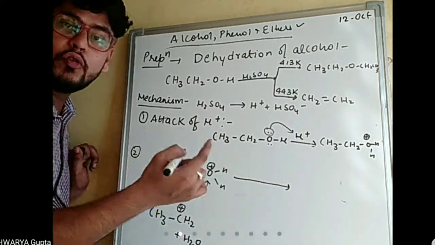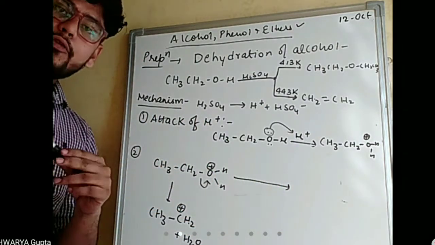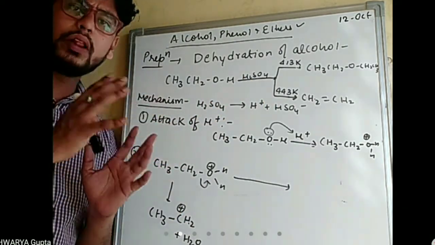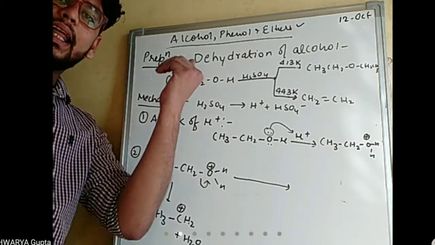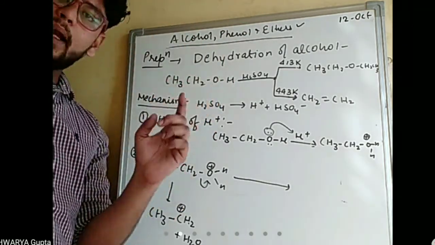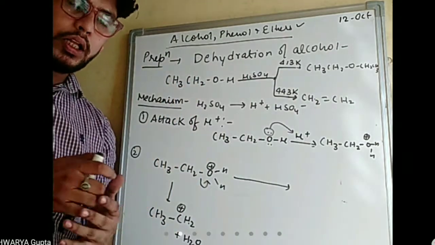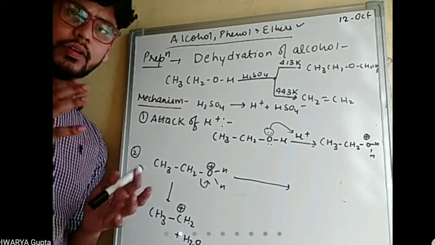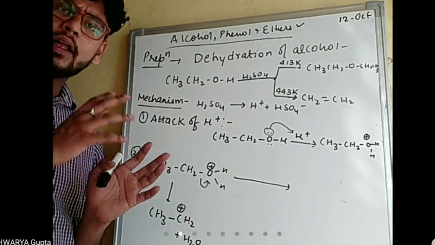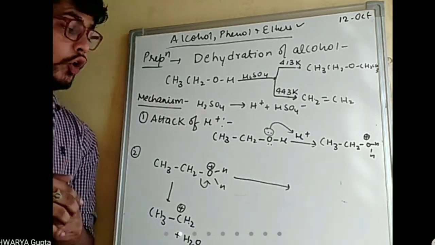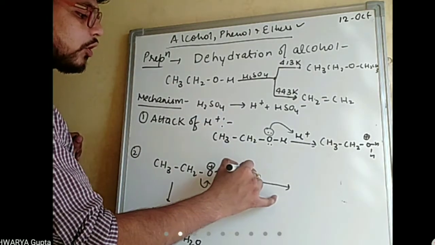But there is also one more possibility. If we are carrying out this reaction, then for sure there will be a large number of alcohol molecules. It is not necessary that I will be taking only one ethyl alcohol. We will be taking some moles, and in some moles there will be a large number of particles. So there is also one more possibility.